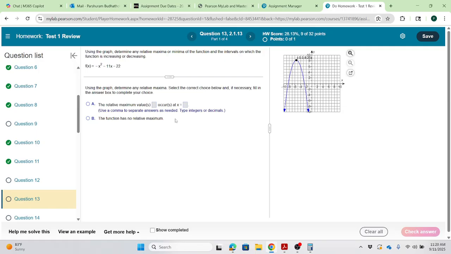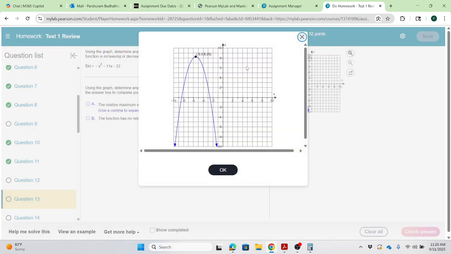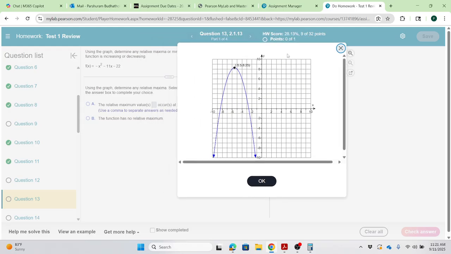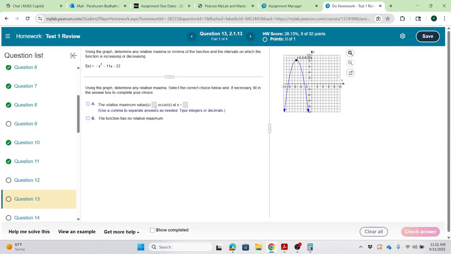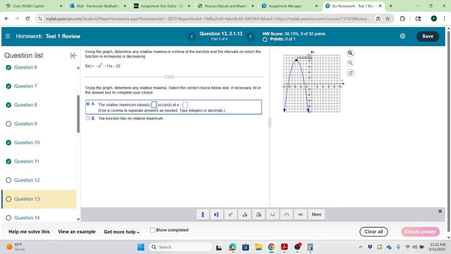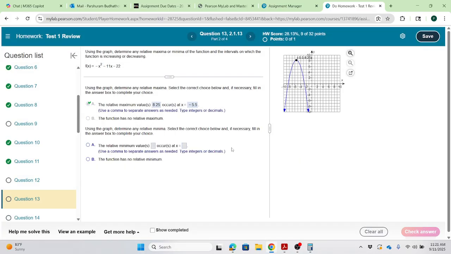Let's go to the next problem where the function has a relative maximum value. As you can see here, the graph has a relative maximum value here. So the relative maximum value is the y coordinate. Let me just make it bigger. The y coordinate is 8.25 at negative 5.5. So the relative maximum value is 8.25, type integer or decimal, at negative 5.5. From the graph, we can answer that question. As for the minimum, you don't see anywhere the function has a relative minimum. So the function has no relative minimum.